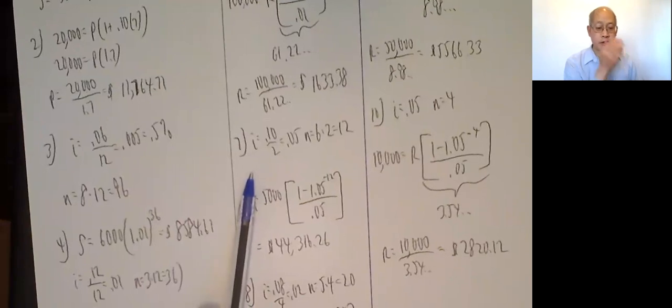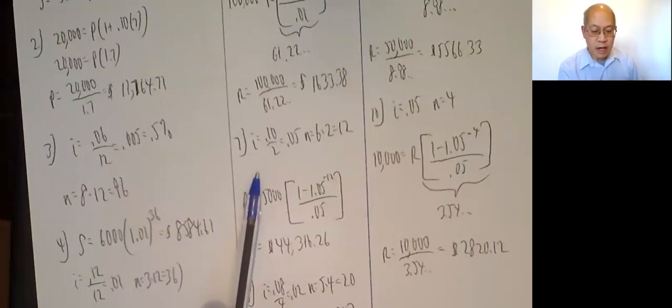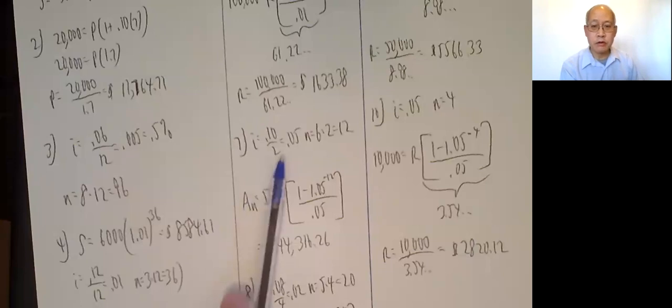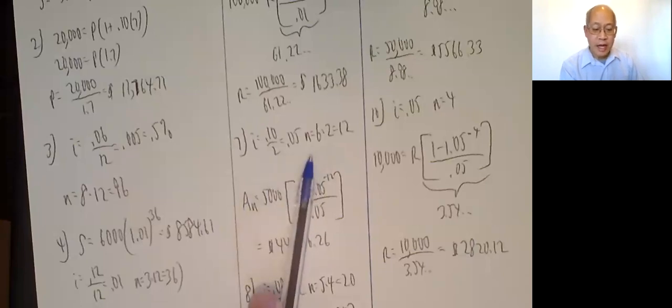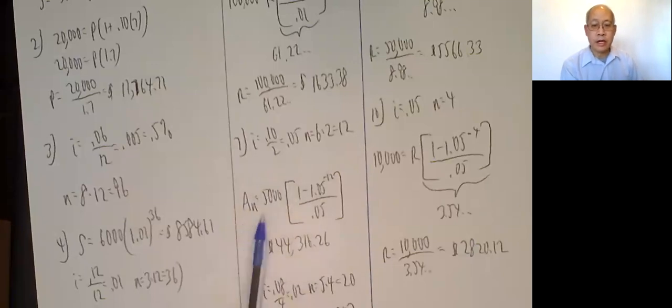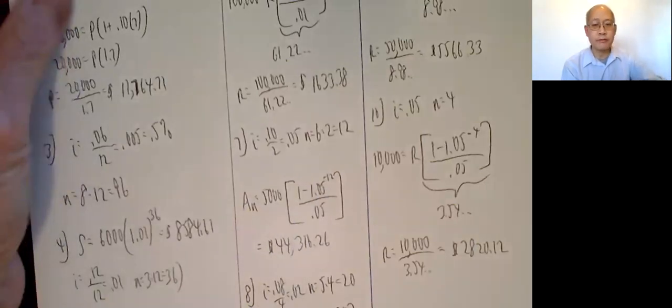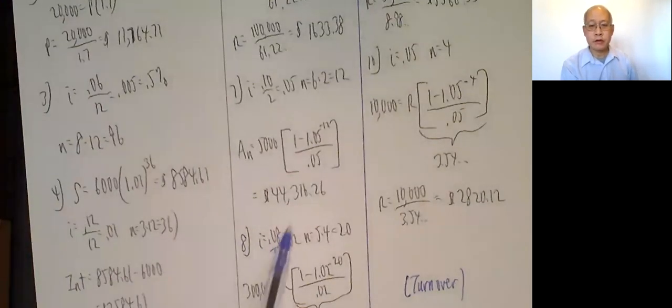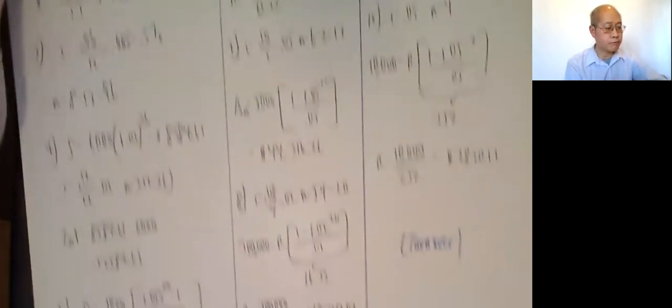Okay, 7, the present value. So it says semi-annual, so 10% divided by 2, 0.05. N is 6 times 2, which is equal to 12. A sub N is 5,000 times 1 minus 1.05 to the negative 12 divided by 0.05, $44,316.26.